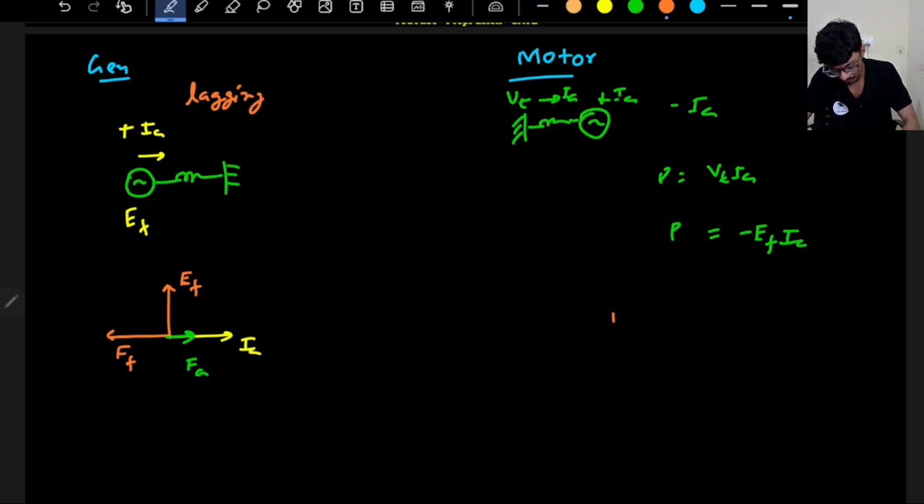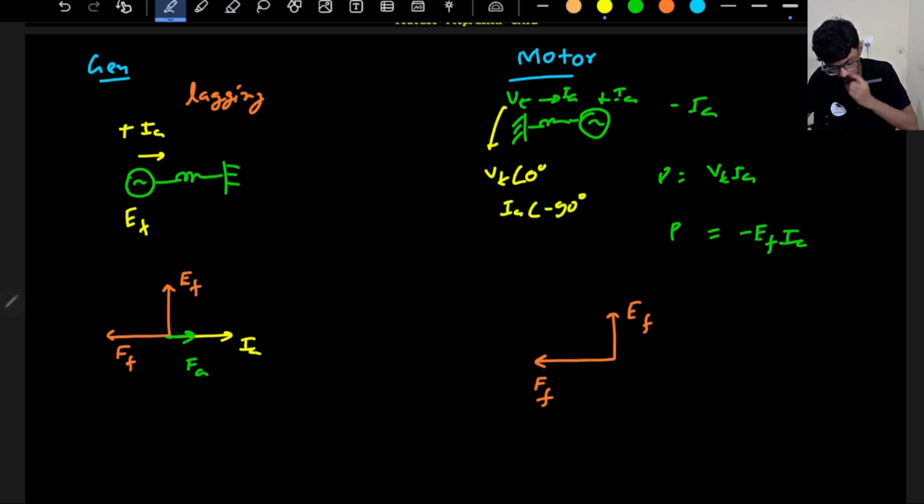For a motor, if my EF is here and it's a lagging load, where will my IF lie? Remember the very basic thing, that if it's a lagging load, it lags with respect to what? It lags with respect to Vt. And if Vt is at angle 0, it will be IA at angle minus 90. Let's assume that the reference is this, 0 degree, for a second. Minus 90 will be somewhere around here only.